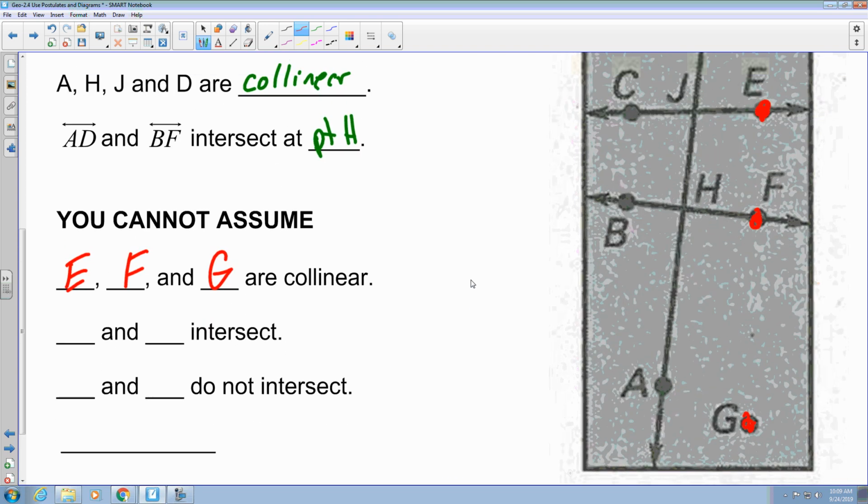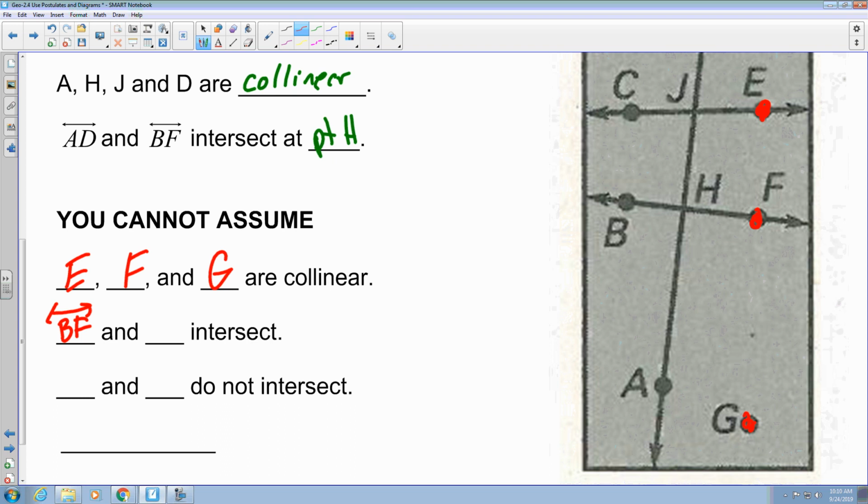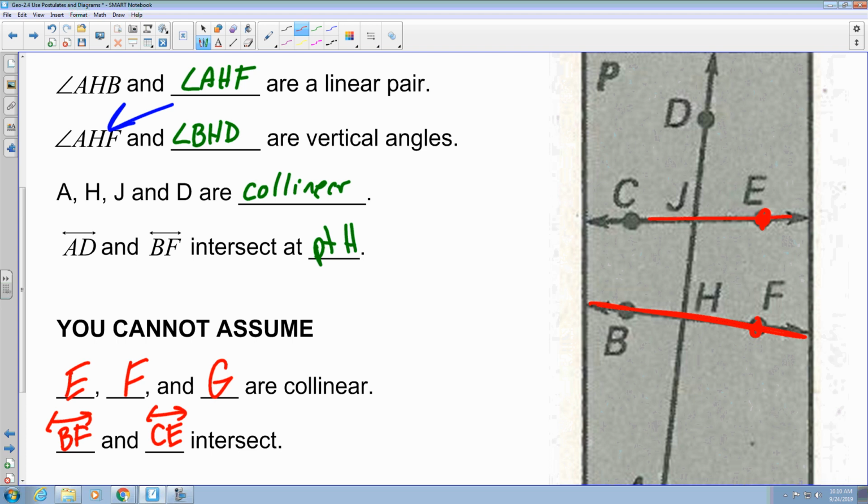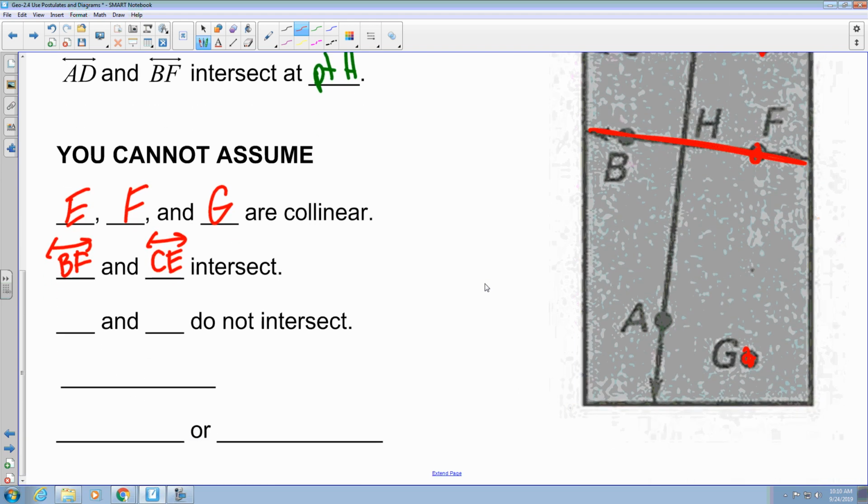I cannot assume that line BF and line CE intersect. So here's BF right here, CE is right here. Are they parallel? I don't know. So we can't assume that they will intersect because they don't intersect in the diagram. We can only go by what it's telling us.